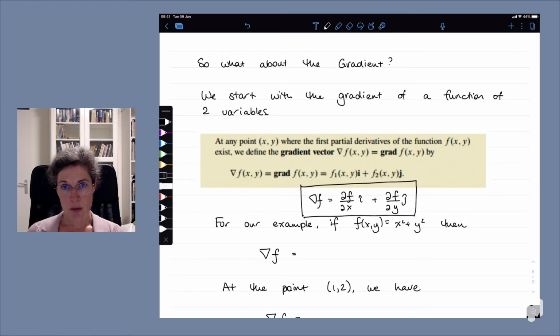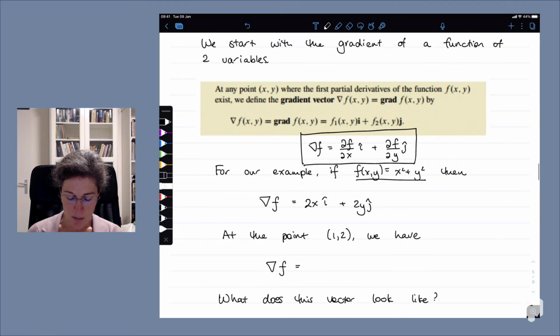So looking at this, what we can see straight off is that our gradient is a vector. For example, if we are taking the example we've been working with so far, what is the gradient of our function? It is going to be the partial derivative with respect to x, so that's 2x in the i direction plus 2y in the j direction. And if we want to talk about what our gradient is at a specific point, then we just plug in the point as you might expect. So we plug in the point 1, 2, and we're going to get that our gradient is 2 in the i direction plus 4 in the j direction.